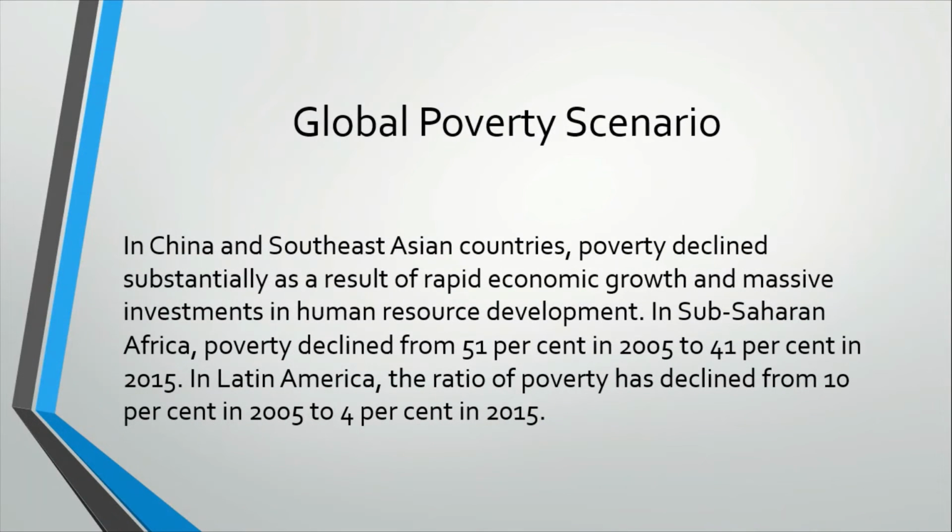Global poverty scenario. In China and Southeast Asian countries, poverty declined substantially as a result of rapid economic growth and massive investment in human resource development. In sub-Saharan Africa, poverty declined from 51% in 2005 to 41% in 2015. In Latin America, the ratio of poverty has declined from 10% in 2005 to 4% in 2015.